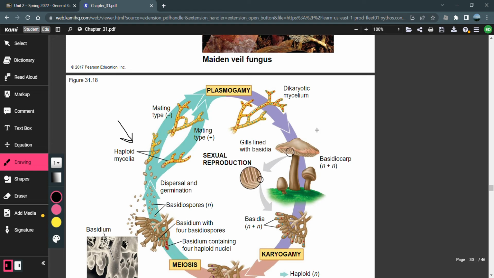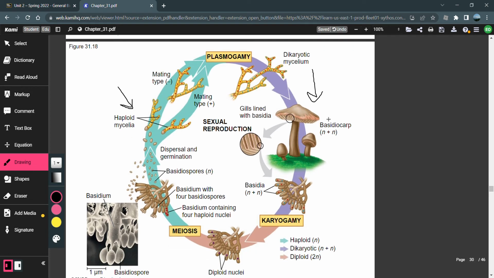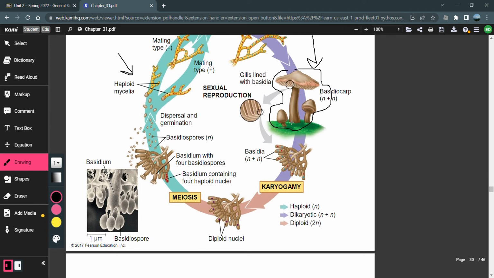This mycelium will grow and grow and grow into a basidiocarp. It is still in the dikaryotic stage or heterokaryotic stage, meaning that the whole basidiocarp, or the whole mushroom structure, has not undergone karyogamy yet. Karyogamy happens in the basidium.